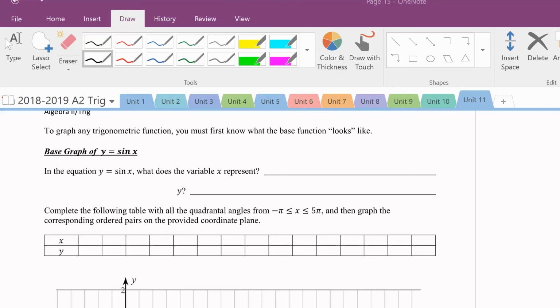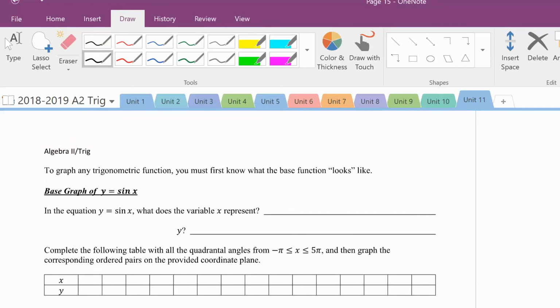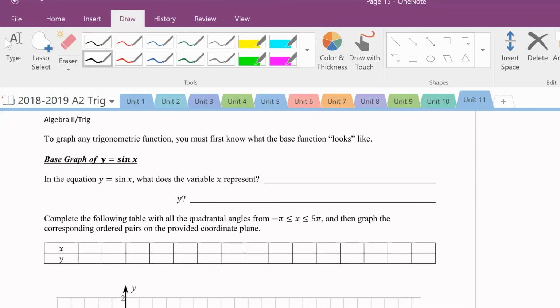Welcome to tonight's video on graphing trig functions, specifically sine and cosine. To graph any trigonometric function, you first must know what the base function looks like. So, the base graph of y equals sine x.